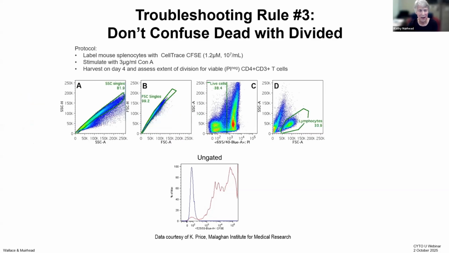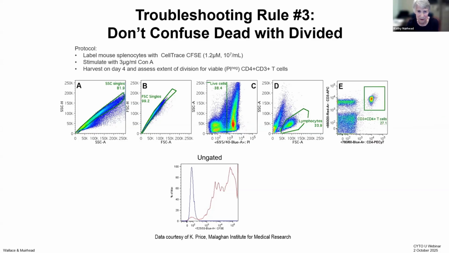So this was an experiment that Kylie ran, where she stimulated mouse splenocytes labeled with CFSE, did her doublet gating, and did actually very thorough doublet exclusion based on both side scatter and forward scatter area and height, then eliminated the dead cells based on PI and just looked at live cells, did a traditional lymphocyte gate, and then looked for CD3, CD4 positive T cells.